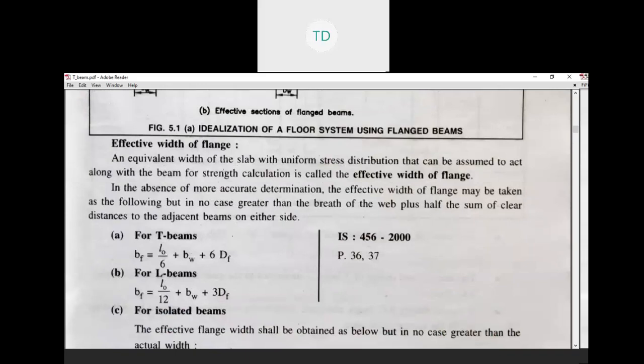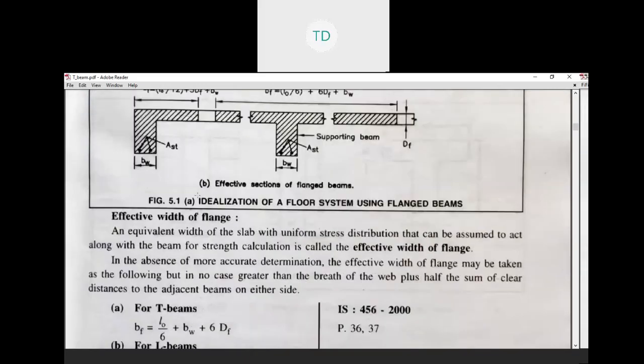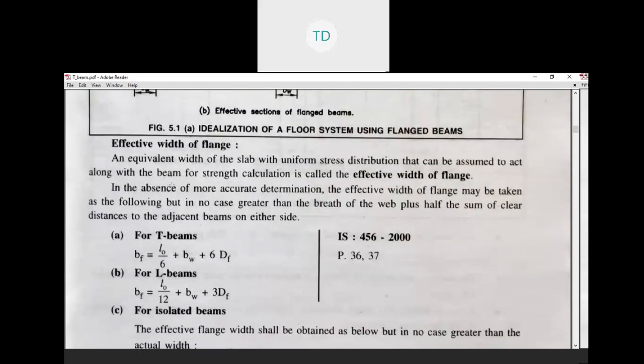Now, effective width of flange. These are the same equations we are going to study for the effective width of the flange, but let us check how it works. An equivalent width of the slab with uniform stress distribution can be assumed to act along with the beam for strength calculation. This is called the effective width of the flange.